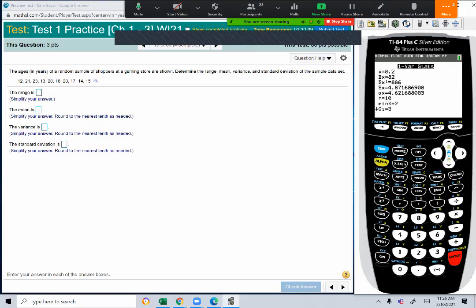Let's say you put the data into your calculator and you got those results. The first value will be the mean. The range is the maximum minus the minimum. The mean will be the first value. Now the standard deviation: since he says it's a sample, guys, you don't take sigma, you take what?